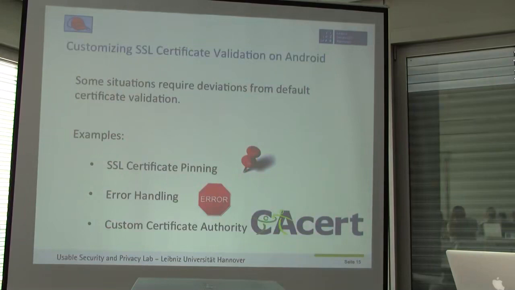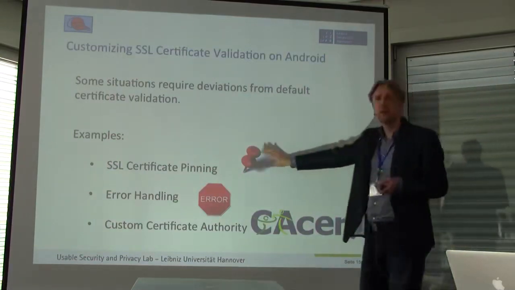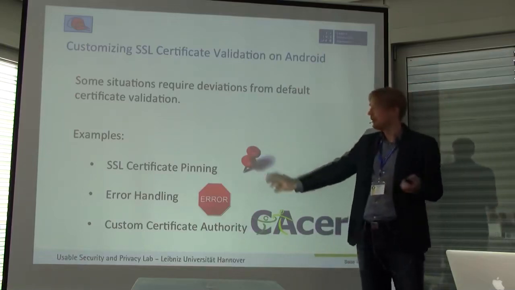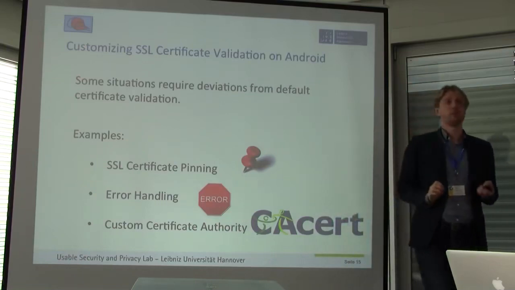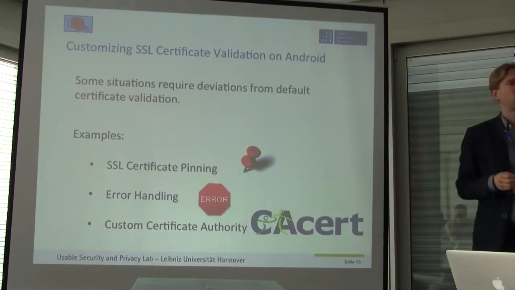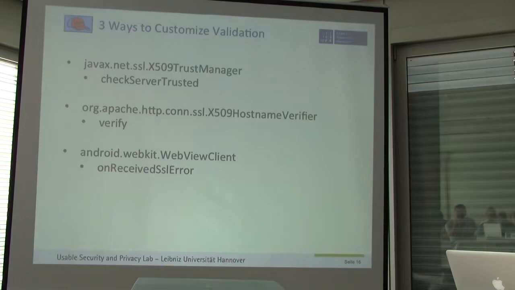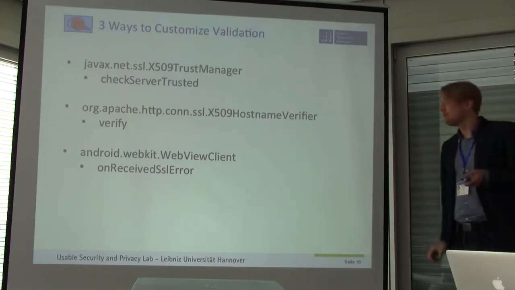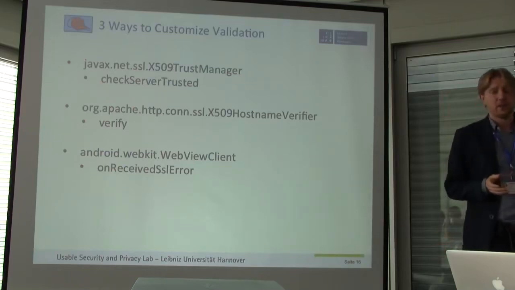And some of the reasons why you might want to do that, which are kind of good reasons, is you might want to do SSL pinning, so that would add security. You might want to add some error handling, or you would like to use a custom certificate authority like CA cert. So there are some reasons why people want to modify what's going on under the hood. And there are three ways you can do that. You can modify the trust manager, you can modify the host name verifier, and you can play around with a web view client for handling errors.